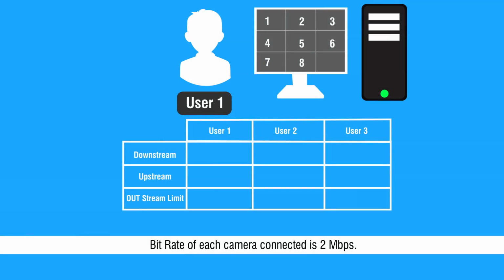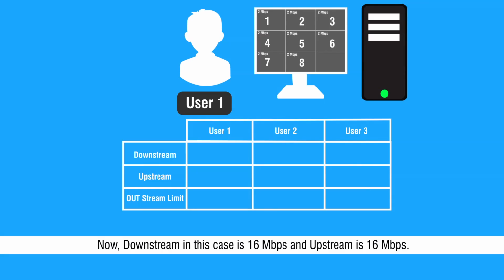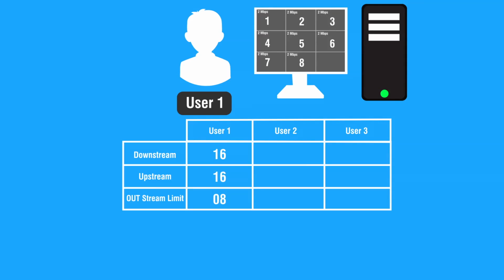Bitrate of each camera connected is 2 Mbps. In this scenario, the bandwidth allocated to the user by SATATYA device will be 8 into 2, that is 16 Mbps. Now downstream in this case is 16 Mbps and upstream is 16 Mbps. Also, outstream limit is 8.